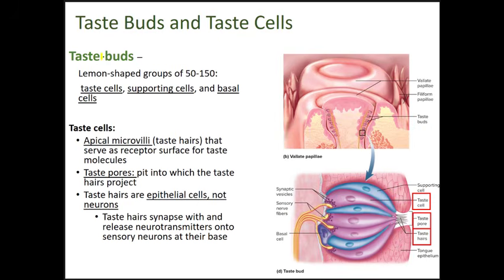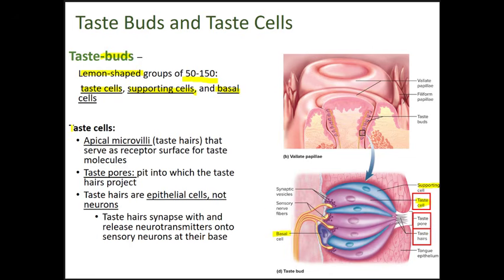Let's have a look at taste buds. These take on a lemon shape, and you can see it in this image here. They consist of groups of about 50 to 150 different cells, including taste cells, which we can see here, supporting cells, which we can see here. So the blue is the supporting cell, the taste cell is purple, and basal cells, which are really at the basal end of the taste bud.